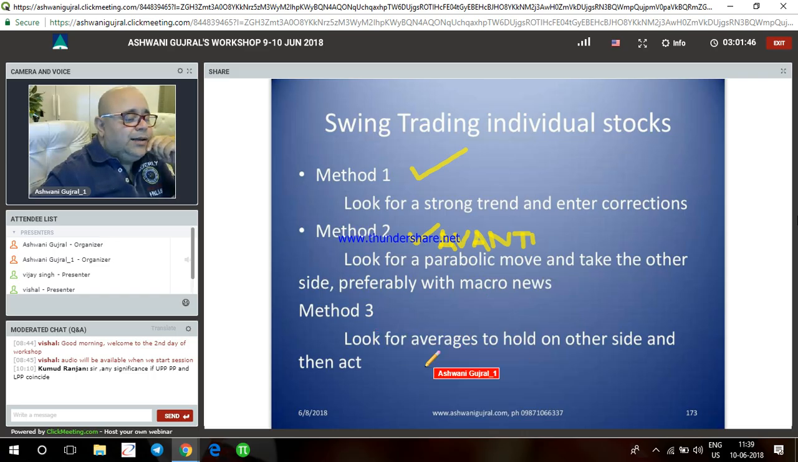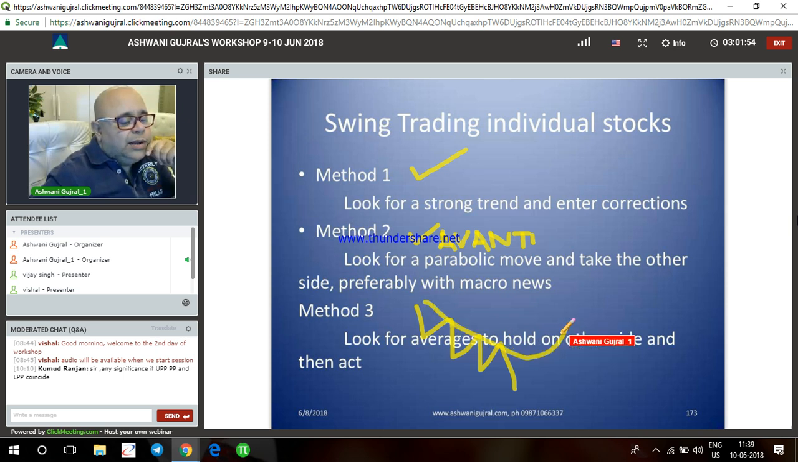Method 3: look for averages to hold on the other side. Now, if the weekly 20-day average, the price moves above it and starts to hold, that would indicate a change of trend. So this is all for the swing people. Again, same preconditions.